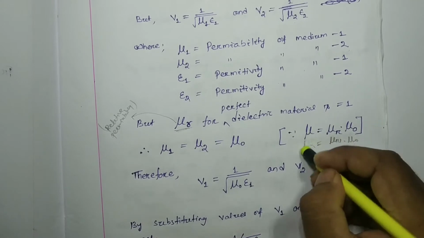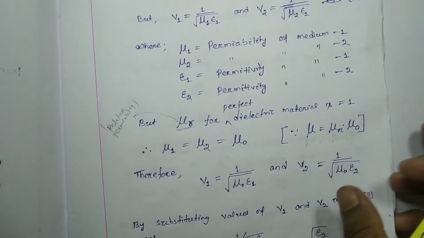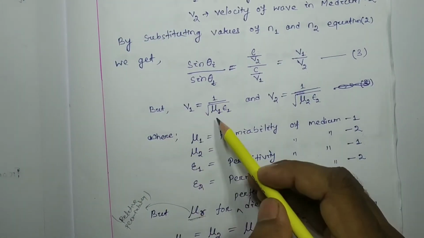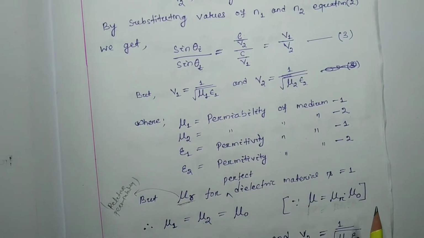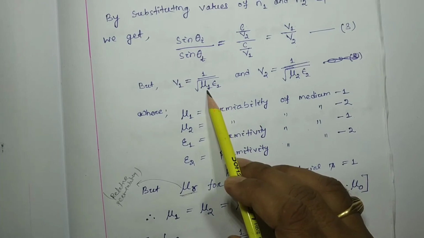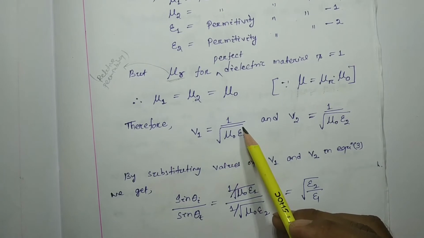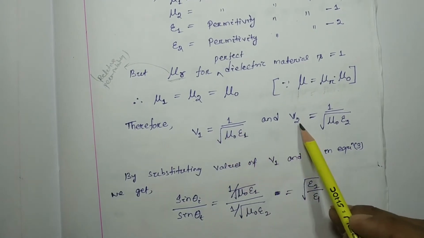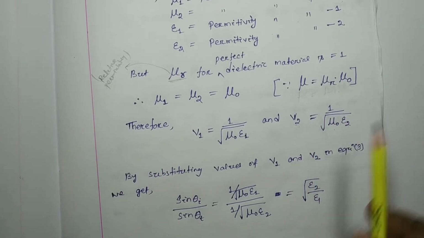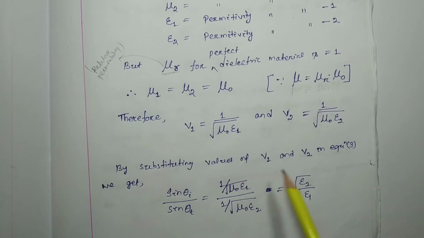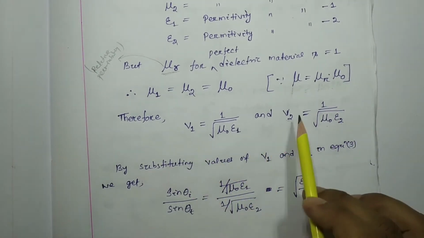So hence, what we defined for velocity, that is V1 equal to 1 by root over mu1 epsilon1 and V2 equal to 1 by root over mu2 epsilon2. If we put mu1 equal to mu0 and mu2 equal to mu0, then V1 is written as 1 by root over mu0 epsilon1, and V2 equal to 1 by root over mu0 epsilon2. By substituting the values of V1 and V2 in equation number 3.